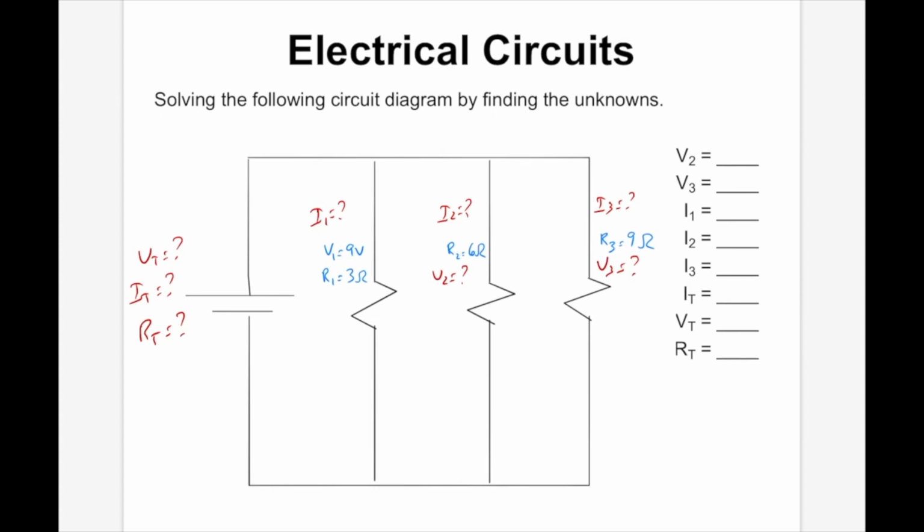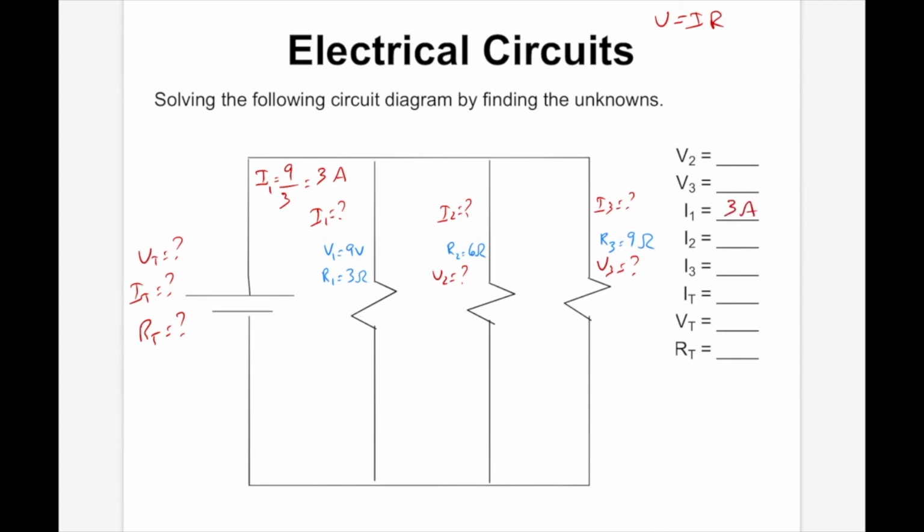So what can we figure out right away? Well, we can figure out I1 right away. Again, we're going to use V equals I times R. So I1 is going to equal V1, which is 9, divided by R1, which is 3. 9 divided by 3 is 3. So 3 amps. So I1 is 3 amps.